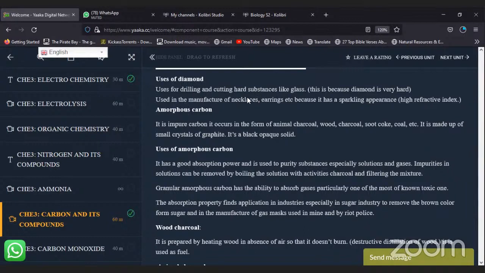It's also used in the manufacture of necklaces and earrings, because it has a sparkling appearance, which is caused by a high refractive index. You'll study that in physics if you haven't already. It has a high refractive index. So it can be used for manufacturing of necklaces, rings, and all that.